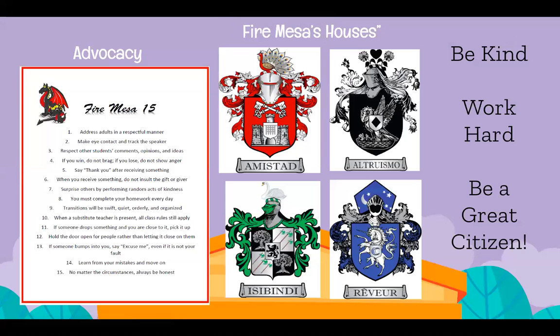Here at Doral Fire Mesa, we follow a house system. Every upper school student is a member of one of 4 houses: House Amistad, House Altruismo, Isabindi, or Revere. Our mantra is be kind and work hard, and the idea is that we're just going to be the best citizens that we can be here at school. On the left-hand side, you'll see that we have our Fire Mesa 15 rules on how we interact with each other and behave in a proper way.